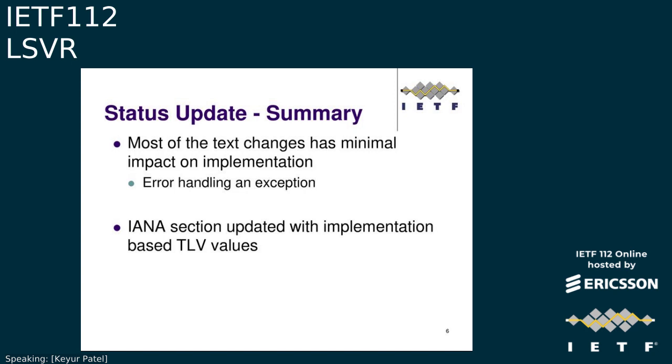So after version 13 and after version 15, the overall status summary of the draft is as follows. Most of the text changes that we have incorporated so far have minimal impact on implementation. Error handling is the exception, where we had to go in and really look into the implementation to make sure that appropriate error handling was in place. The IANA section has also been updated with the implementation based TLV values that were missing earlier. Next slide, please.